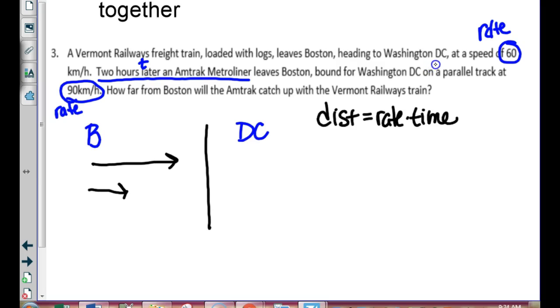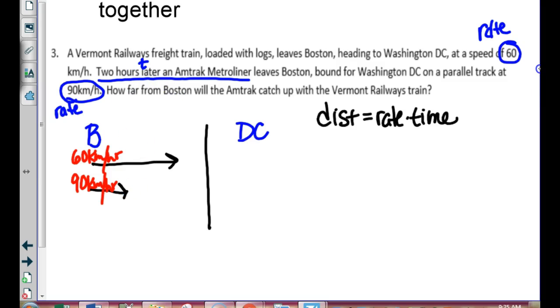The first train, yes, it's 60 kilometers per hour. And the second train leaves, and he's going faster. He's going 90 kilometers per hour, which is the only reason he's going to catch up to the first train, right? Now, who gets a head start? The first train or the second train? The first train leaves first. The second train leaves 2 hours later.